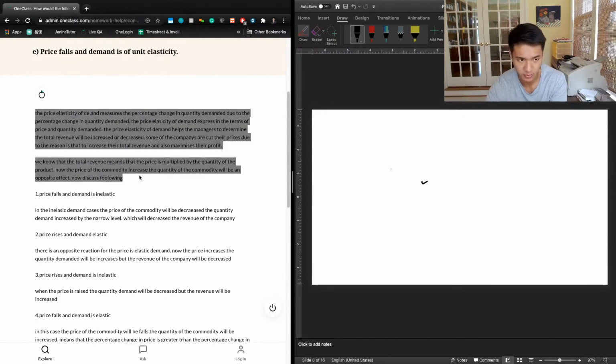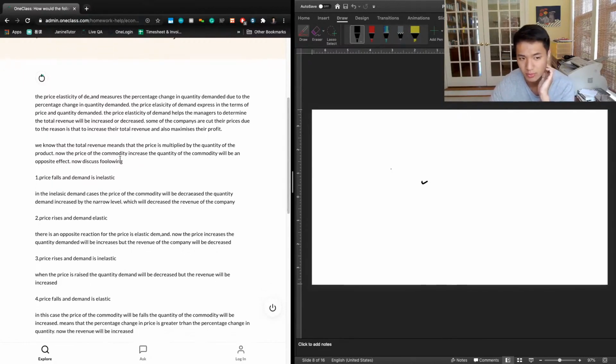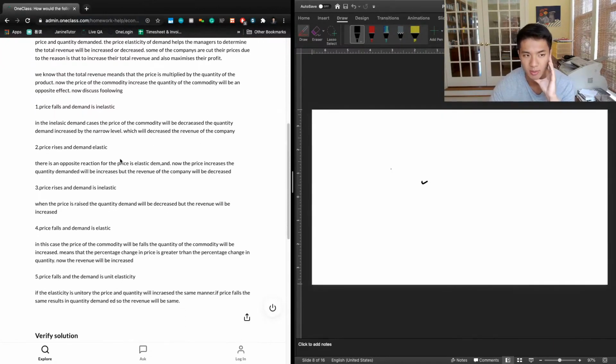Let's take a look at this first part. Price elasticity of demand measures the percentage change in quantity demanded due to a percentage change in quantity demanded. Price elasticity of demand expressed in the term of price and quantity demanded. Price elasticity of demand helps managers to determine the total revenue that will be increased or decreased. Some of the companies are cut their prices due to the reasons is that to increase their total revenue, also maximizing profit. Total revenue means that price is multiplied by the quantity of product, not the price of commodity. Increase the quantity of commodity will be an opposite effect.